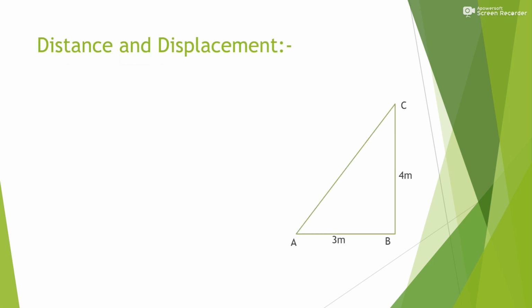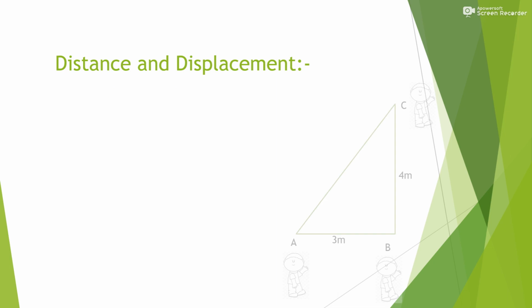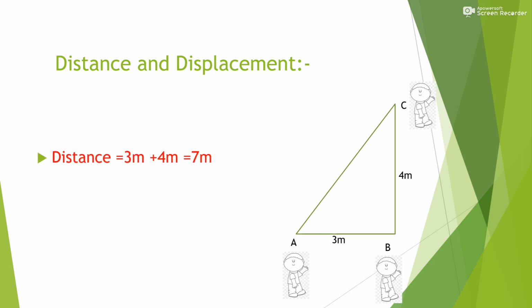Let us take an example to know in detail. If a boy starts moving from point A to point B, the distance covered here is 3 meters. Again he starts moving from point B to point C. Here the distance covered is 4 meters. So the total distance covered by that boy is 3 meters plus 4 meters, which is equal to 7 meters.